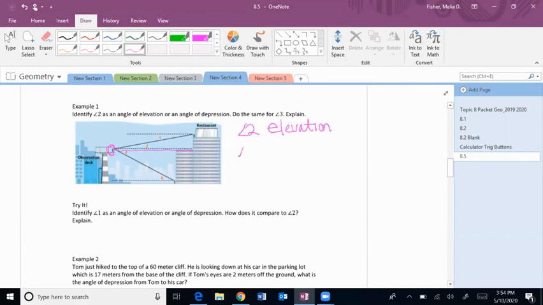And angle 3, we're looking down from that horizontal line to this guy down on the ground. So that is depression.